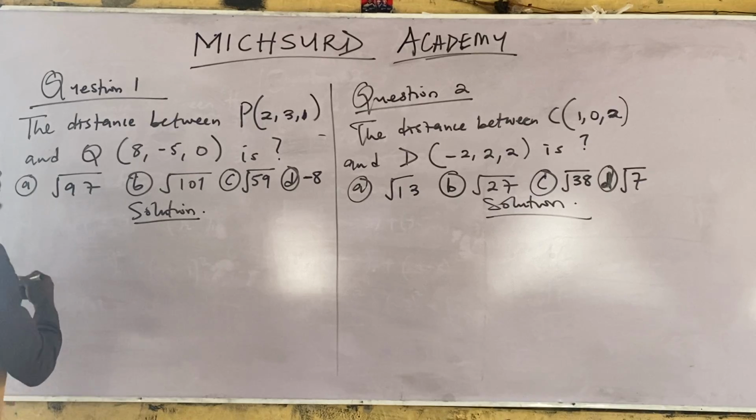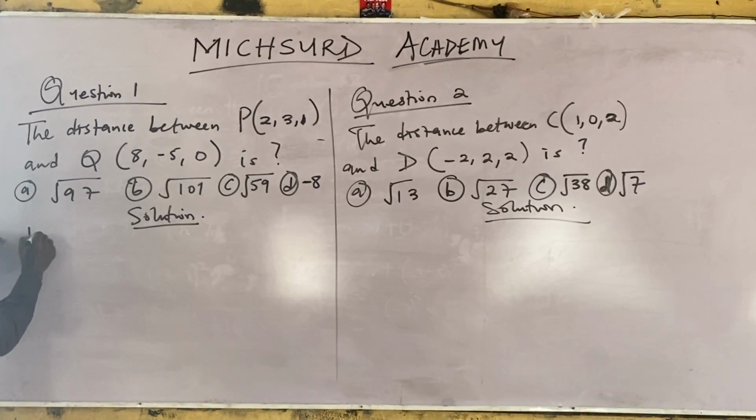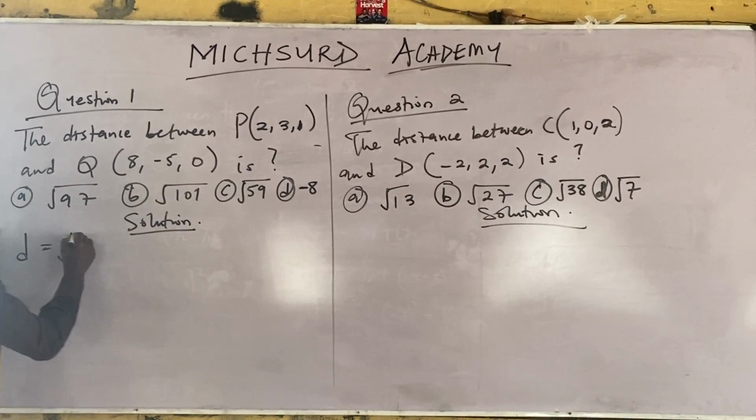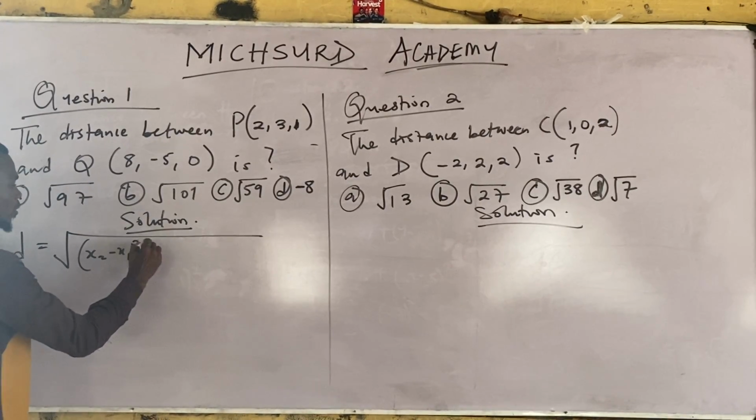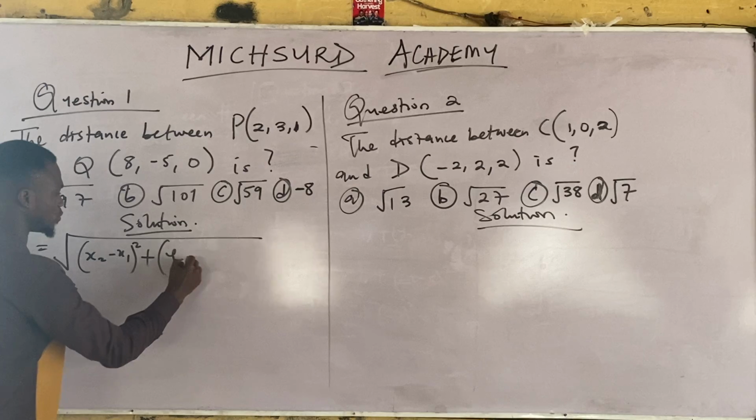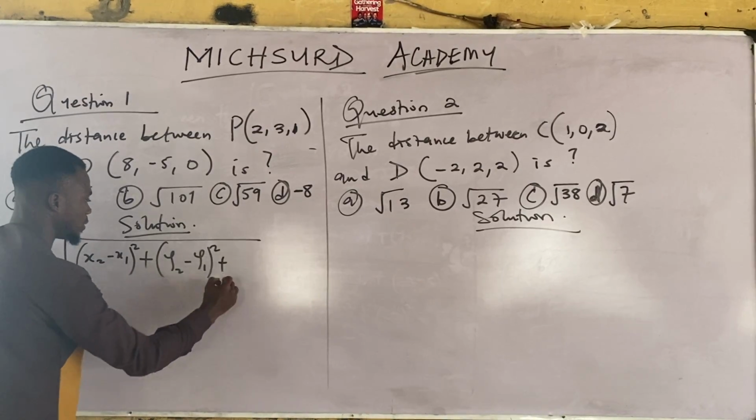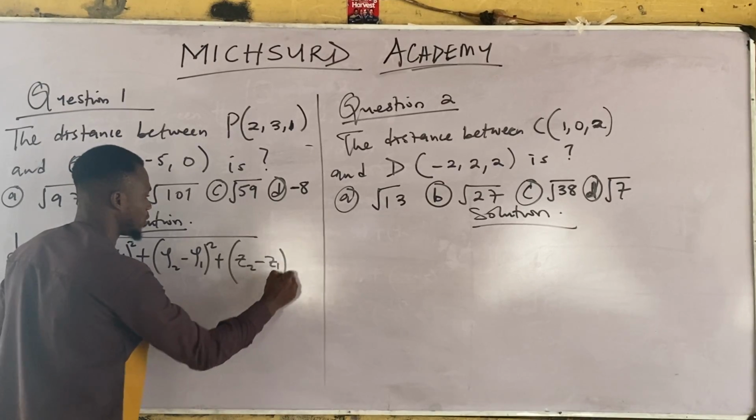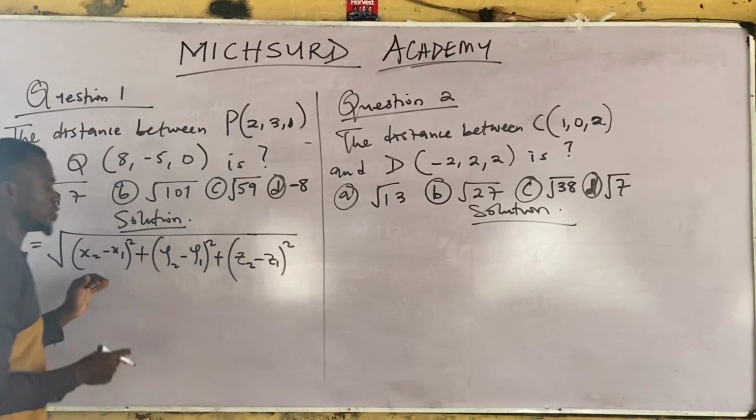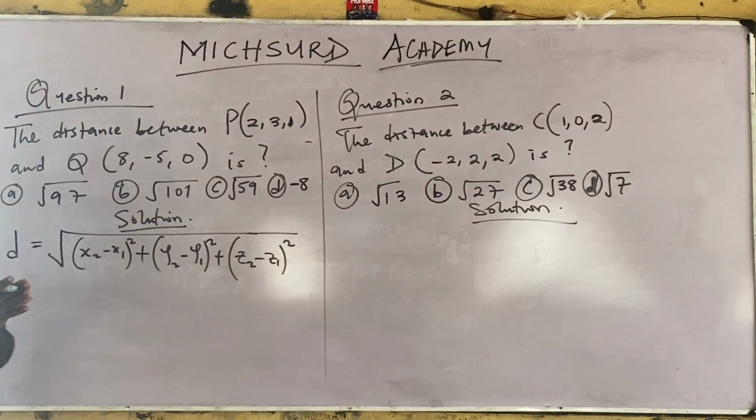So the formula we use for three dimensions is the square root of x2 minus x1 all squared, then y2 minus y1 all squared, then z2 minus z1 all squared. So this is the formula we use for three dimensions.